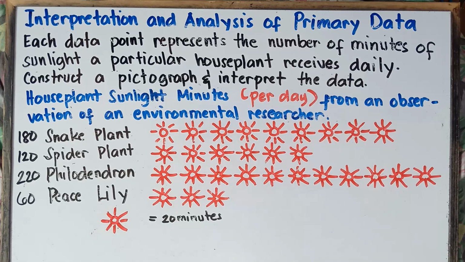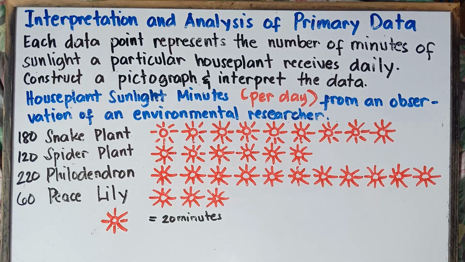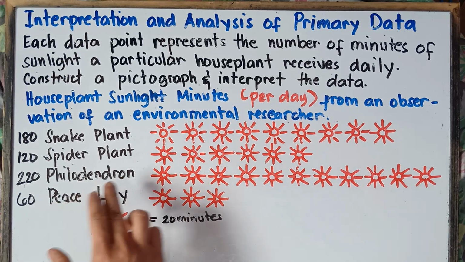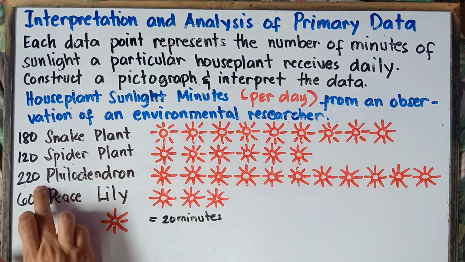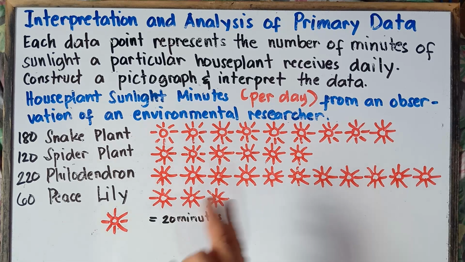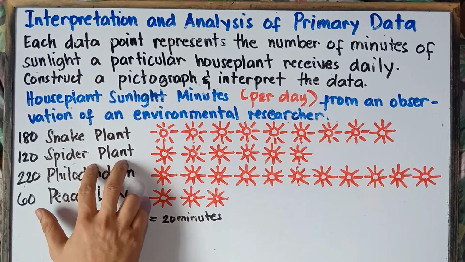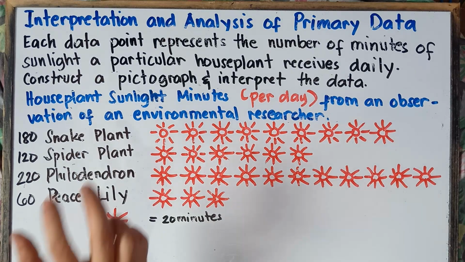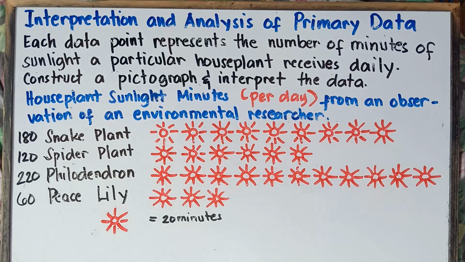And then you're all set, class. That's how you interpret the data. I hope you're not confused with this given data. Philodendron receives the highest sunlight because it has 11 suns, equal to 220 minutes. Peace lily receives the fewest sunlight because it only has 3 suns, equal to 60 minutes. Spider plant receives a moderate amount, only 6 suns. And snake plant receives more than spider plant, but less than philodendron. That's how you answer this one, class, using a pictograph.